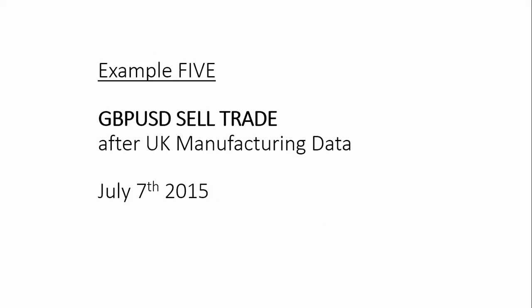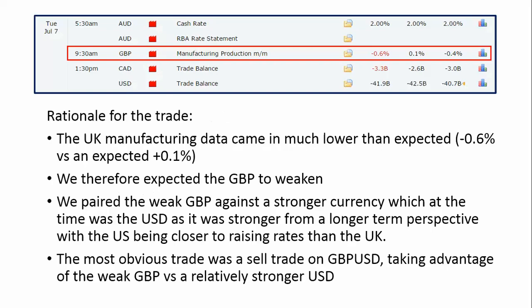And then finally, example 5, just again to reinforce the same process. We find the news announcements, we find a strong and weak currency, we put the two together, and then we either buy or sell it depending on what the base and what the terms is. So example 5, pound dollar sell trade after UK manufacturing data on July the 7th, 2015. So this took place in the European session, or the London session.